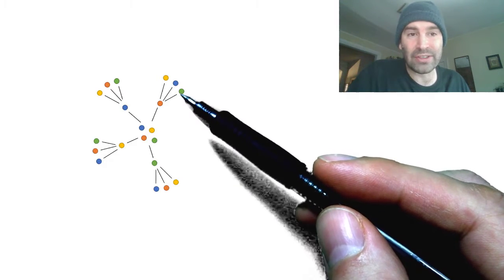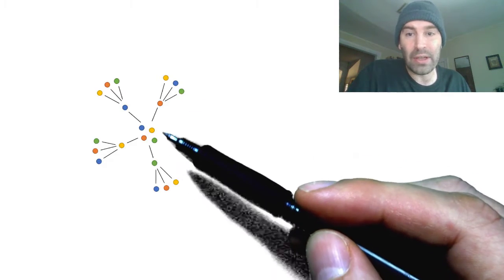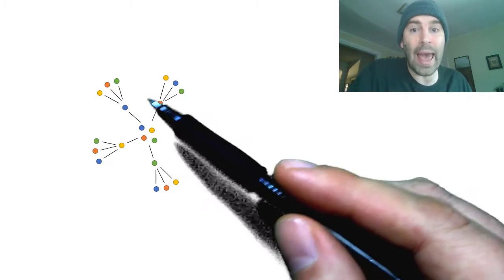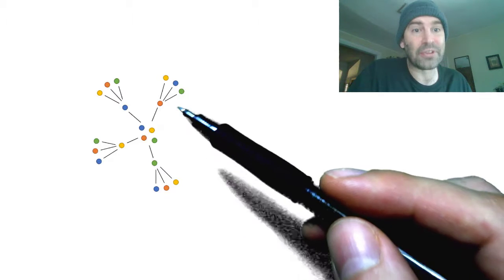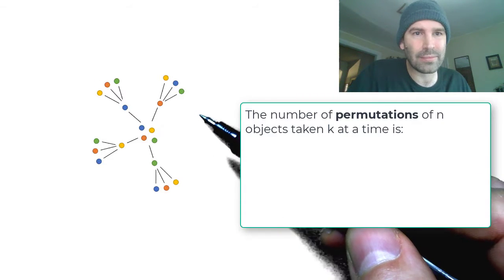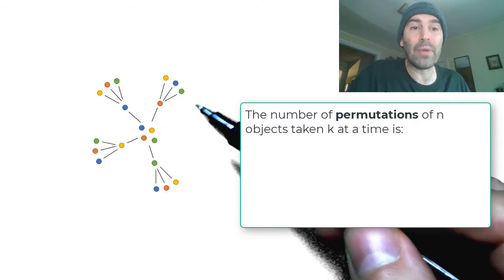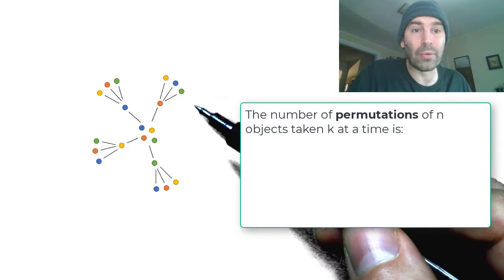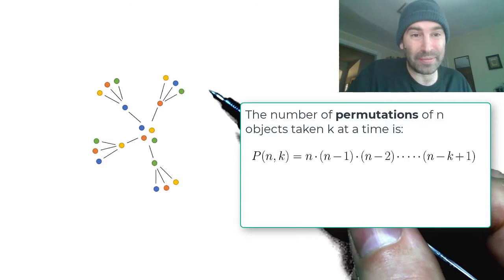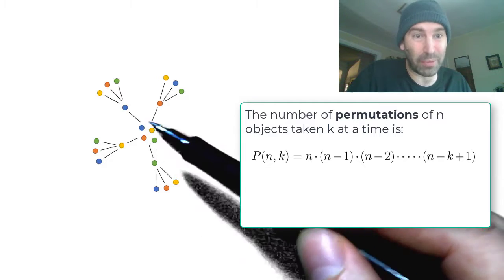In general, how is this going to work? Well, it's going to be the number of choices for the first object. So if you have n objects, it's going to be n. And the number of choices for the second object, n minus 1. Number of choices for the third object, n minus 2. And we keep multiplying down until we get down to n minus k plus 1. And that's exactly what we did with the four marbles here.